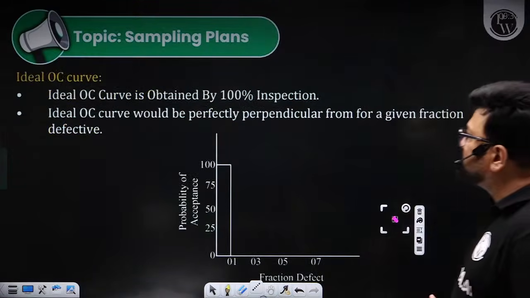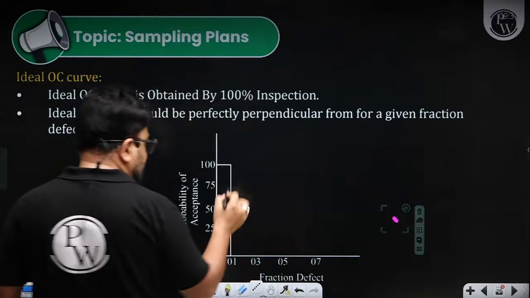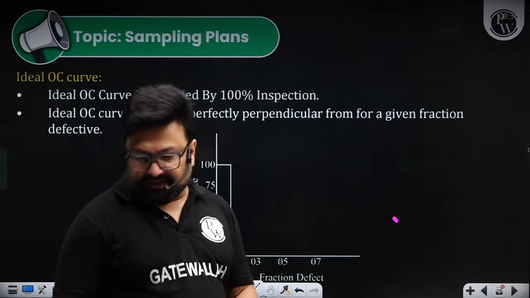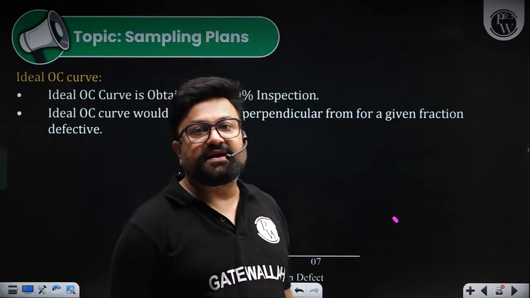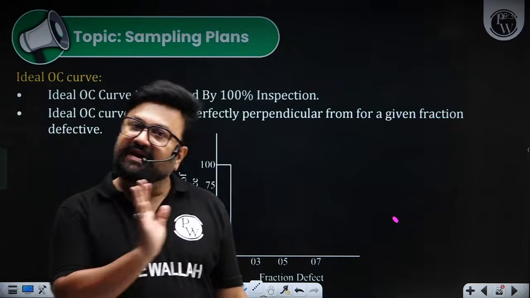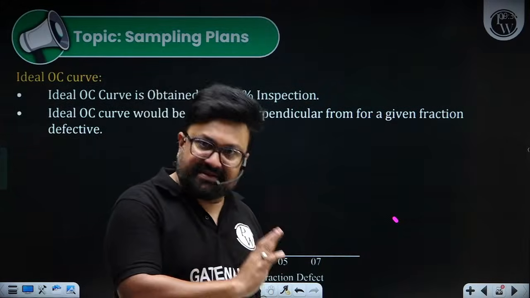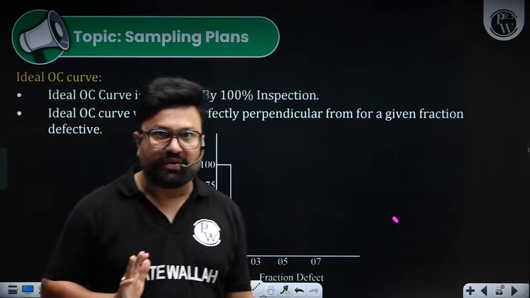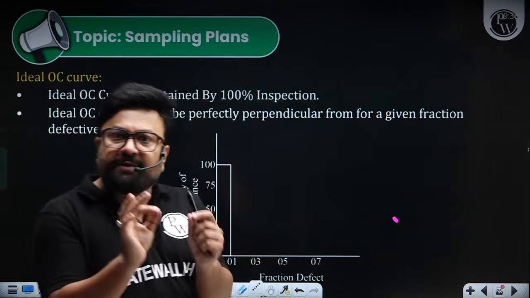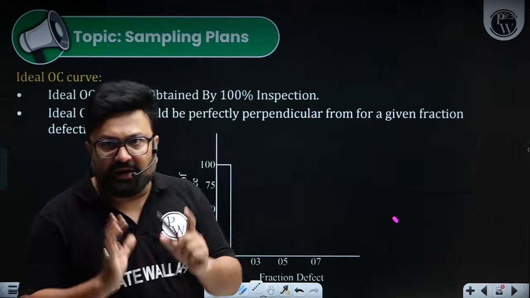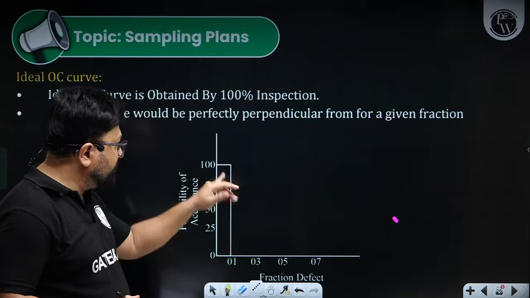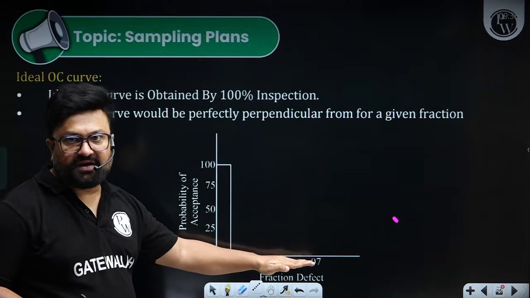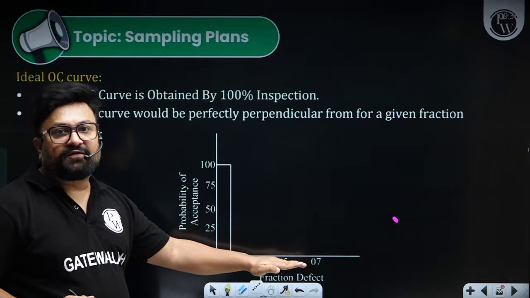The next is the ideal OC curve. The ideal OC curve looks like this. It is perpendicular to the fraction of defect. The ideal OC curve is basically when you are doing 100% inspection. Practically it does not exist, but ideally you can talk about it. The ideal OC curve is obtained by 100% inspection only. It would be perfectly perpendicular to the fraction defective.